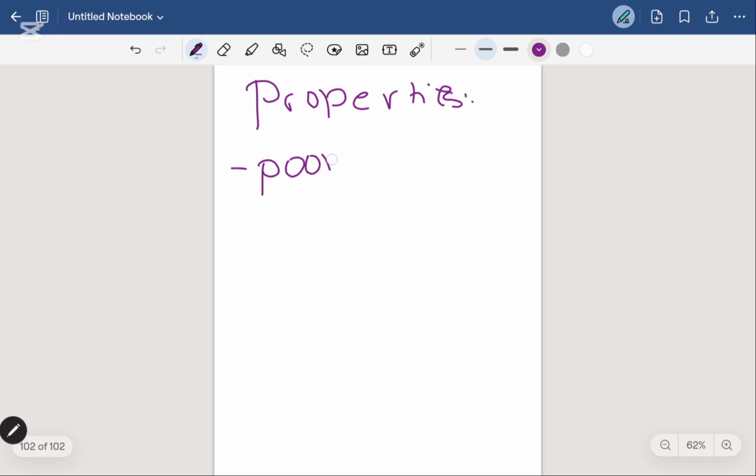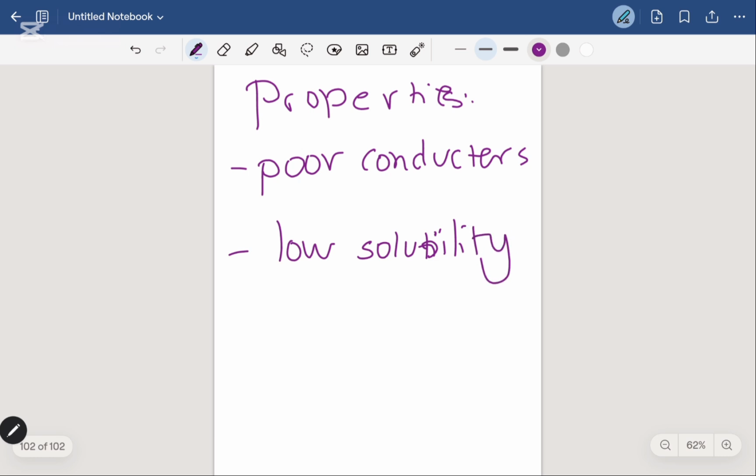First of all, they are poor conductors for both heat and electricity. They're not insulators because they do not let them pass. They do pass, but they are poor conductors because they do not have free electrons. Next thing, they have very low solubility, meaning most of them form precipitates, except for F. F will not form a precipitate because it's a really strong reactant. And they are all toxic. Every single one of them is toxic.